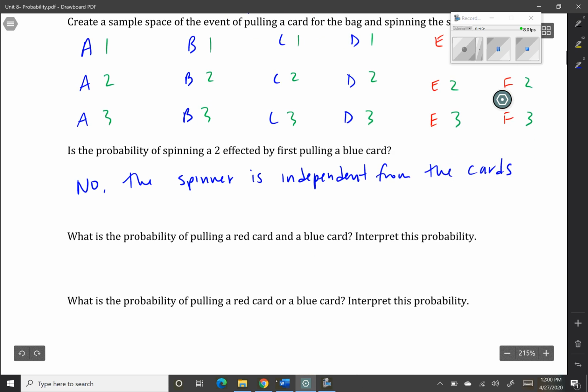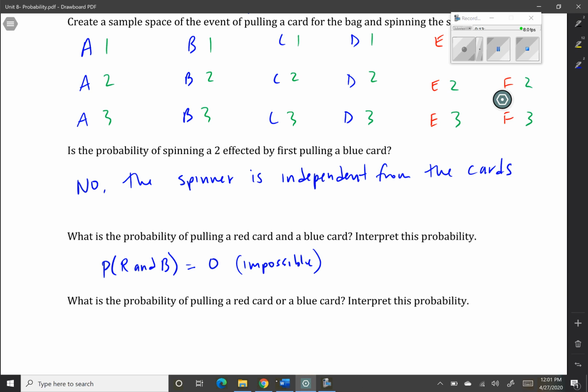It says, what is the probability of pulling a red card and a blue card? The answer to that is impossible. Since we're only pulling one card, this is impossible, improbable, however you want to explain it. So a probability of 0.